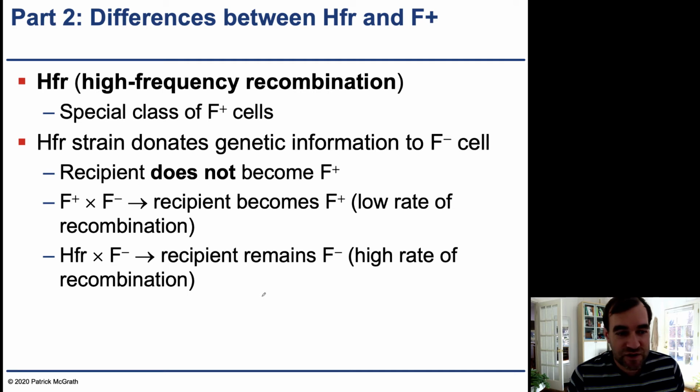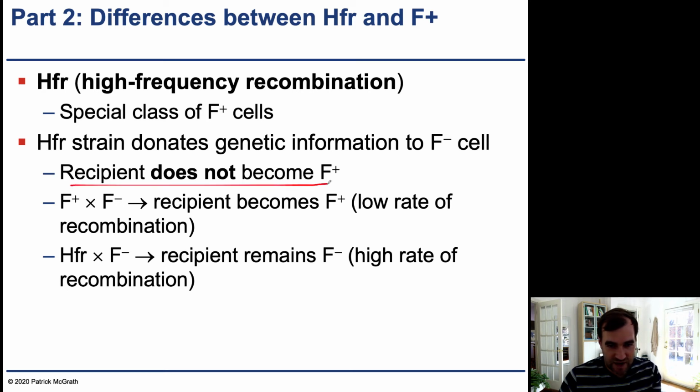So, differences between Hfr and F+. Hfr is a special class of F+ cells that occurs when the plasmid integrates into the host genome. The Hfr strain donates genetic information to the F- cell, but there are some really key differences between them. So the recipient does not become an F+ cell.